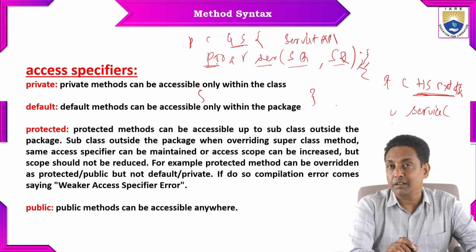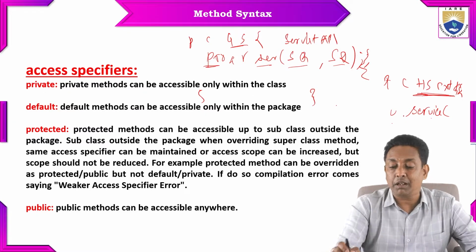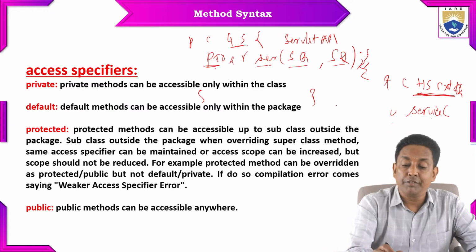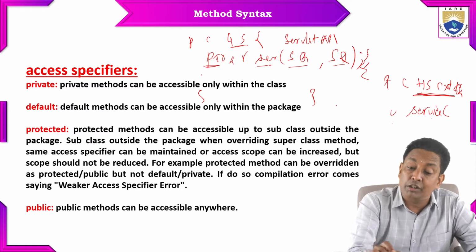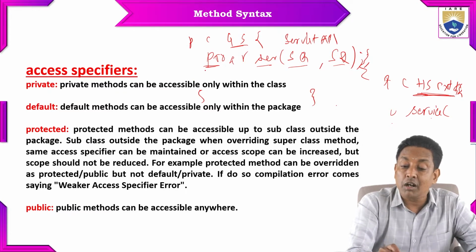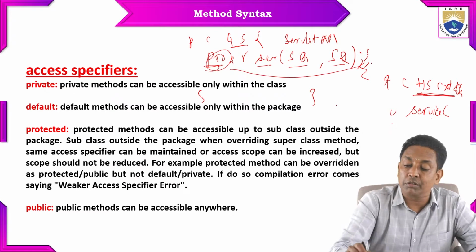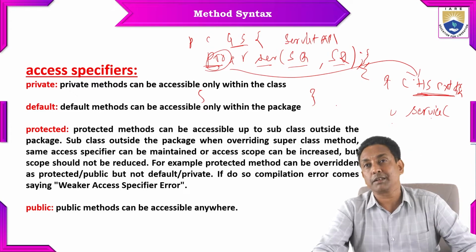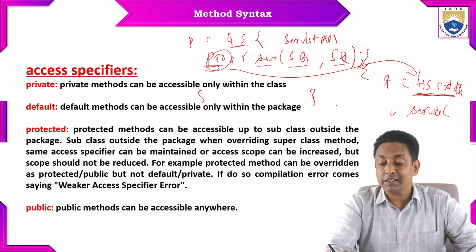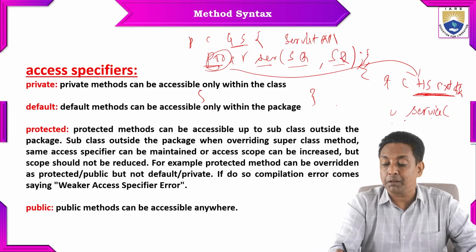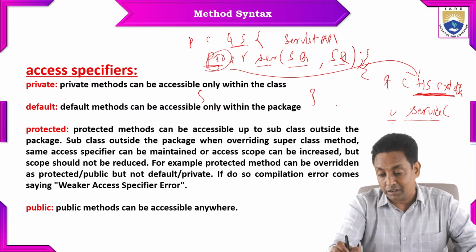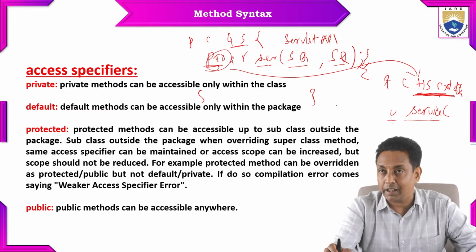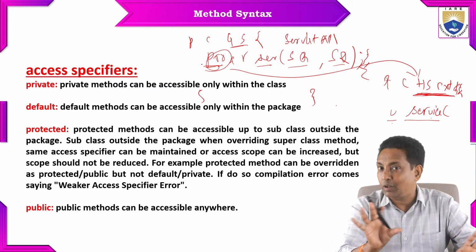Second, see the access specifier. If it is public, the method will come here. If it is private, it will be restricted only to GenericServlet. If it is default, it will be restricted only to the Servlet API package. Because it is protected, the protected method can be accessible up to the subclass outside the package. And now subclasses are forced to implement the service method because of abstract, and because of protected, it came up to the subclass outside the package. That is the purpose of a protected method.